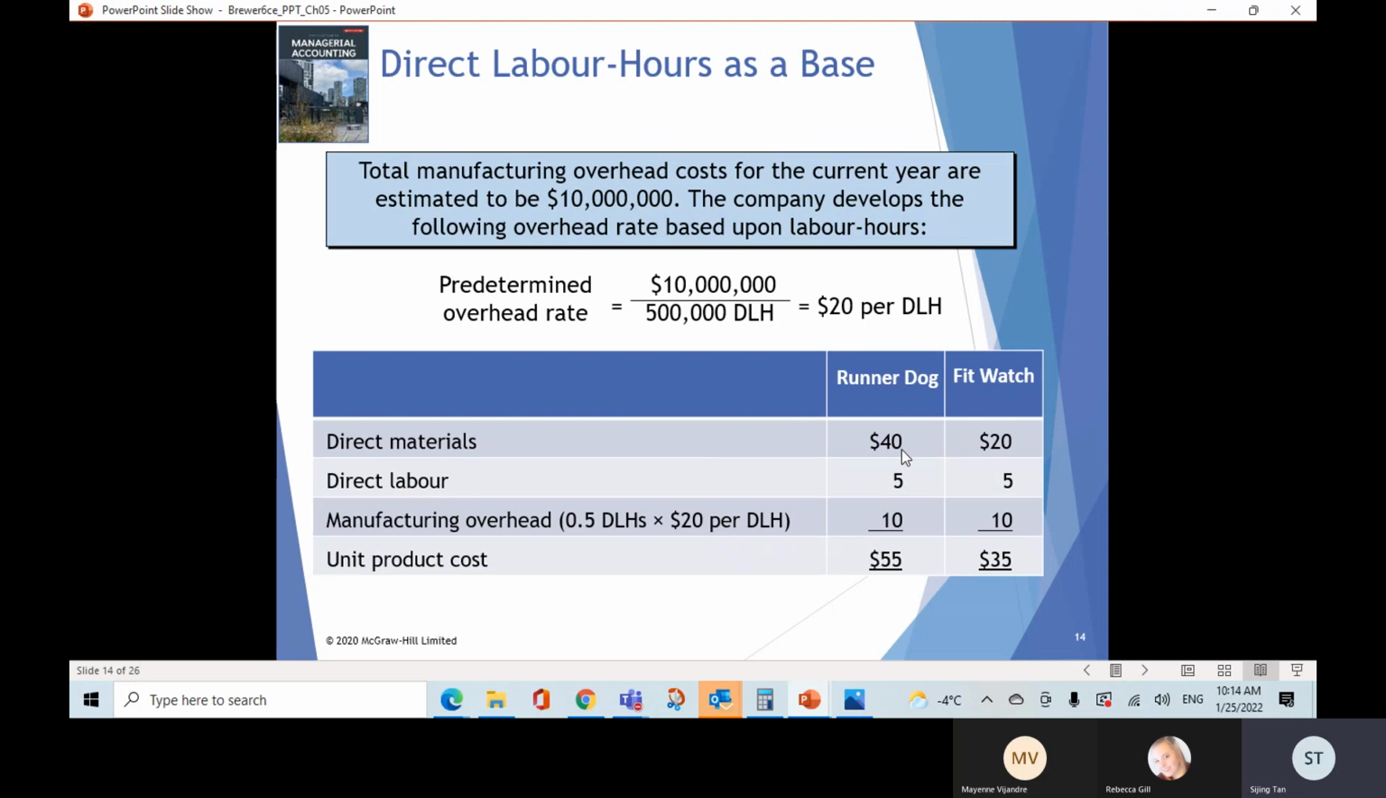First of all, you know that direct materials 40, direct labor $5, manufacturing overhead, you use your predetermined overhead rate times 0.5 direct labor. That's what's given from the question. So it's 10. And then unit product cost, you will see $55 for runner dog, $35 for feet watch.